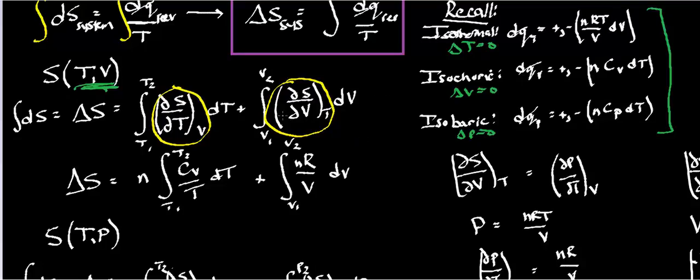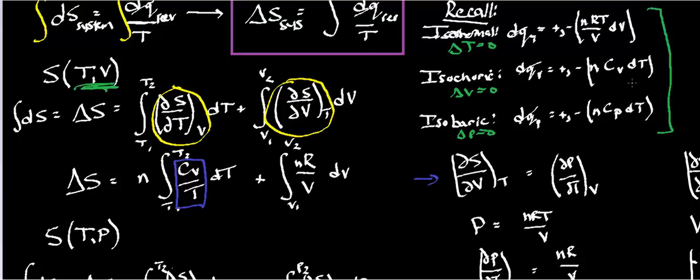The partial of S with respect to T at constant V is equal to the heat capacity at constant volume over temperature, times dT. If you had a function for CV, you would plug the function in here. If your CV was a constant over the range of temperatures, you just plug in the constant. The partial of S with respect to V at constant T is actually equal to the partial of P with respect to T at constant V.